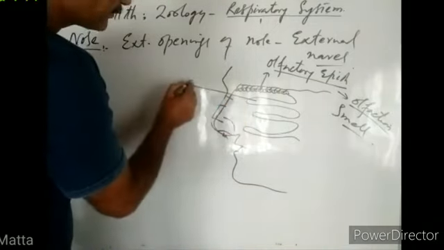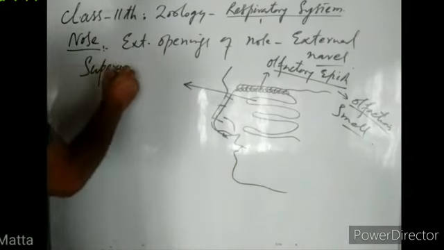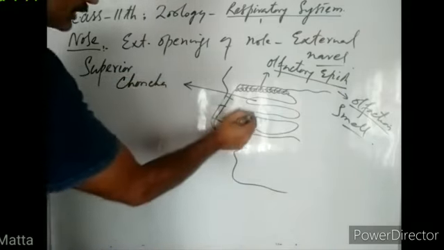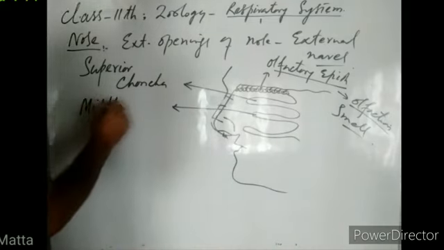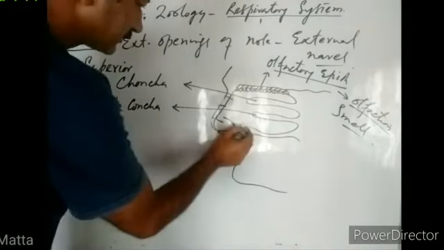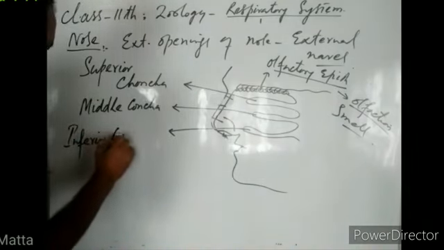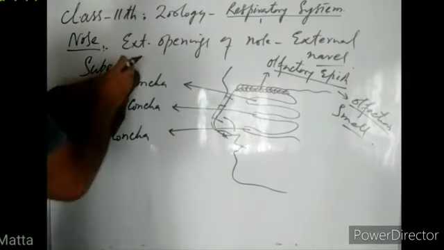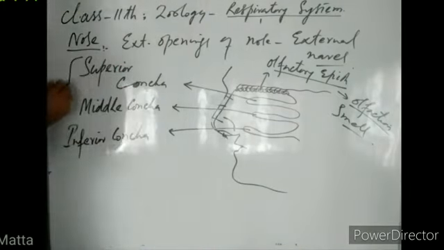The upper ridge-like structure is known as the superior concha. This is the middle concha. And this is the inferior concha. So together these are known as nasal conchae.